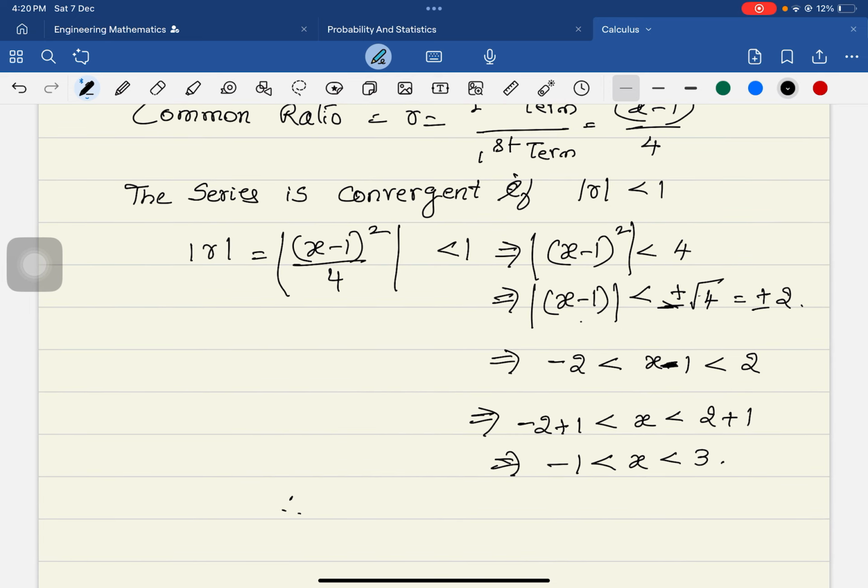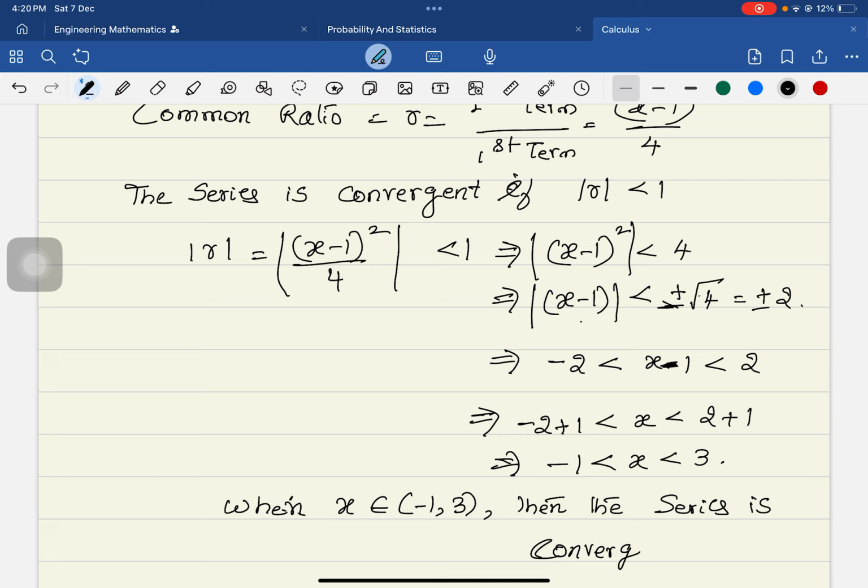Therefore, for what values of x is the series convergent? When x belongs to (minus 1, 3), then the series is convergent. So the series is convergent when x lies between minus 1 and 3.